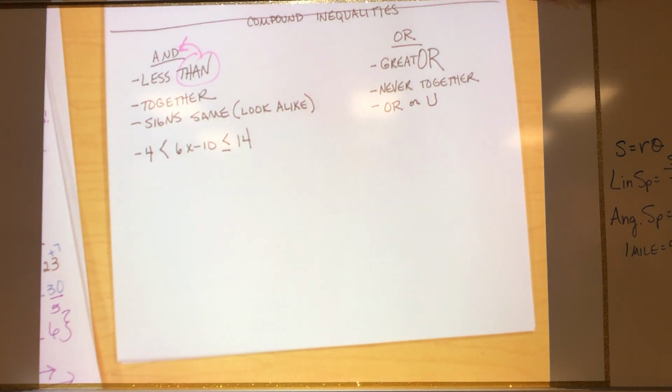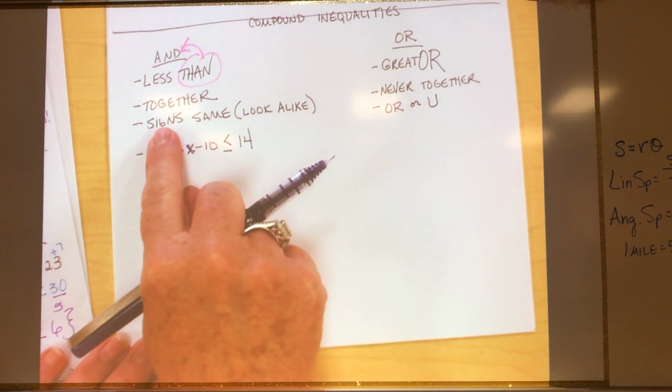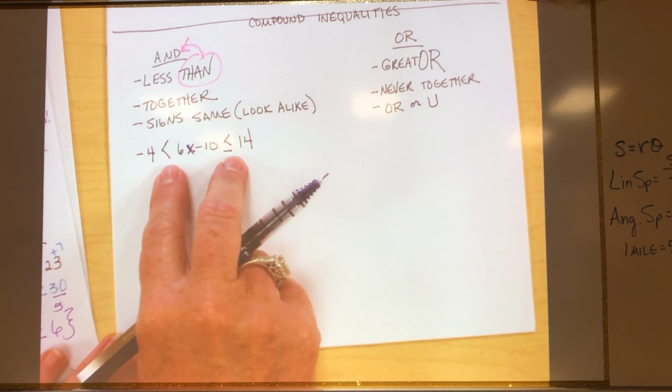Okay, so we're gonna solve for x. Here's my x. Now notice this. Notice what they said about our signs. The signs should be the same. They should look just alike. Do these two signs look alike? Are they pointing in the same direction?